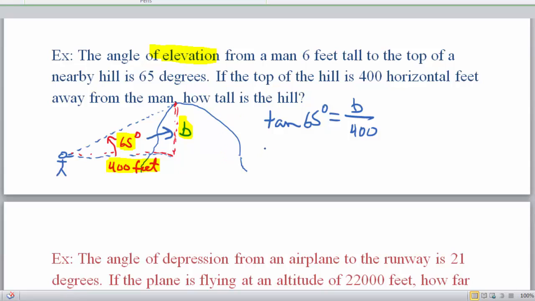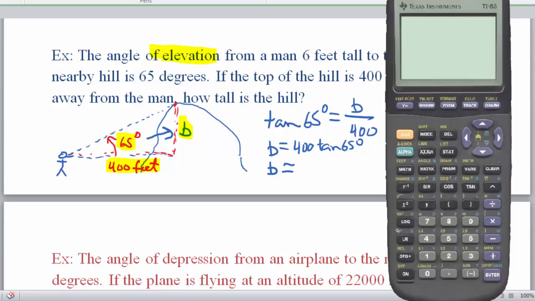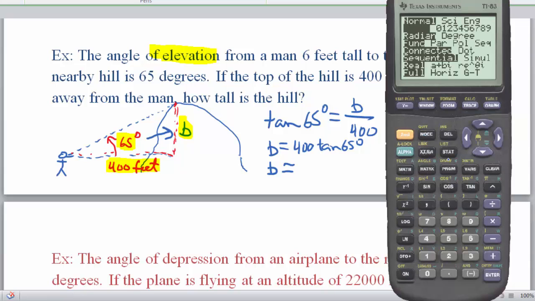And that little shortcut that I gave in one of those previous videos said that if the unknown is in the numerator in these problems, you're going to be multiplying. So B is going to equal 400 times the tangent of 65 degrees. That's the exact answer, but in this case, we want a practical answer, so we want to turn this into our degree mode again.